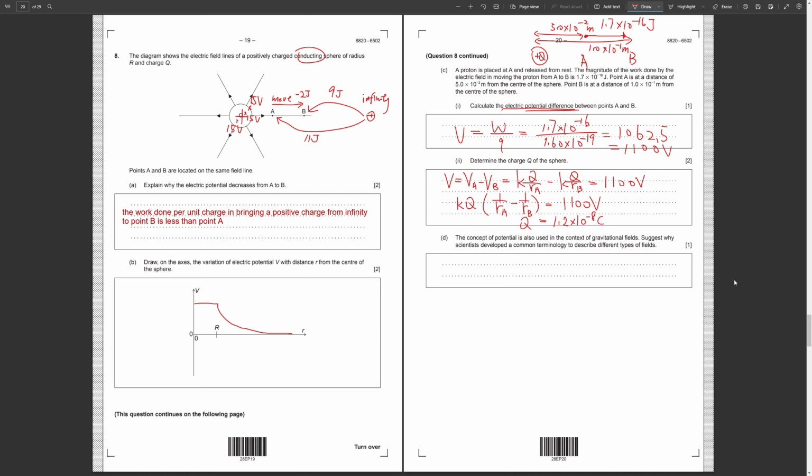The idea of potential is not limited to electric field. It's also happening in gravitational fields. And why do we need to use common terminologies in multiple fields? It's because doing so will help highlight the similarities between different fields.